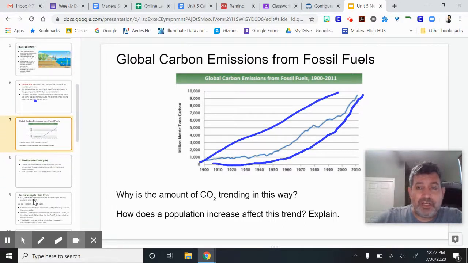So that is part one of the carbon cycle. We're going to get into part two on the next video, and we're going to talk about the biocycle and the geocycle, and we'll also talk about something called a feedback loop and what those are and how they affect what's going on with the carbon cycle.